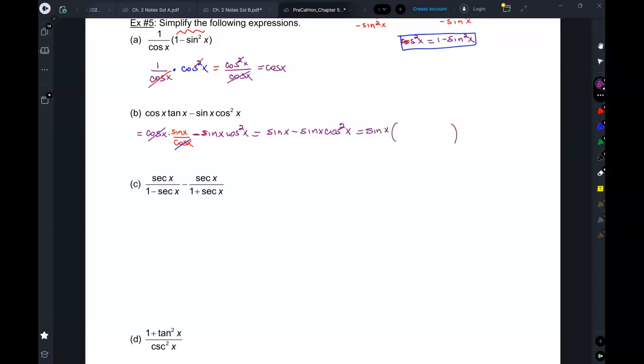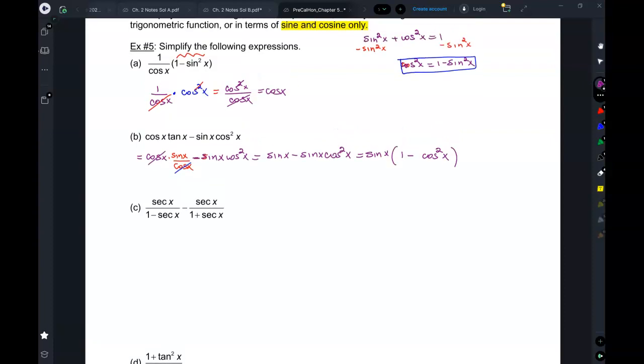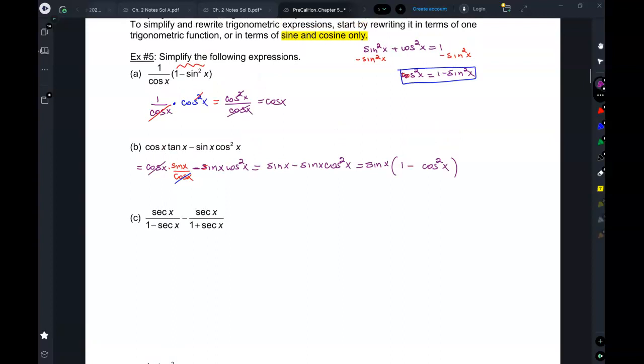When you factor out a sine x, what do you have left in the first term? 1 minus cosine squared x. Now again, we have a Pythagorean identity situation because we have a 1 with a trig function squared. So it's how much? Sine squared x. I factored out the sine x, so this is sine x times sine squared x, which is sine cubed x.